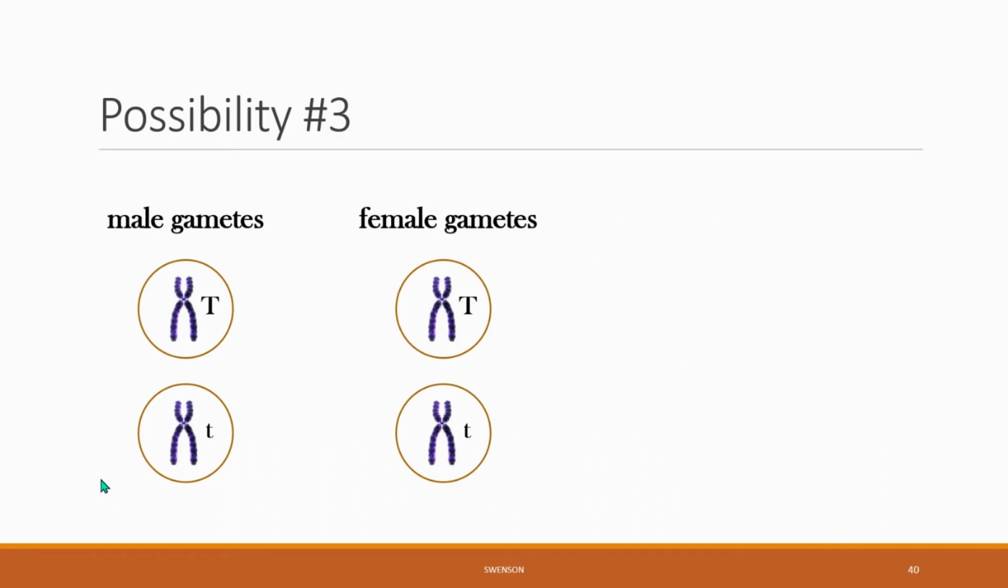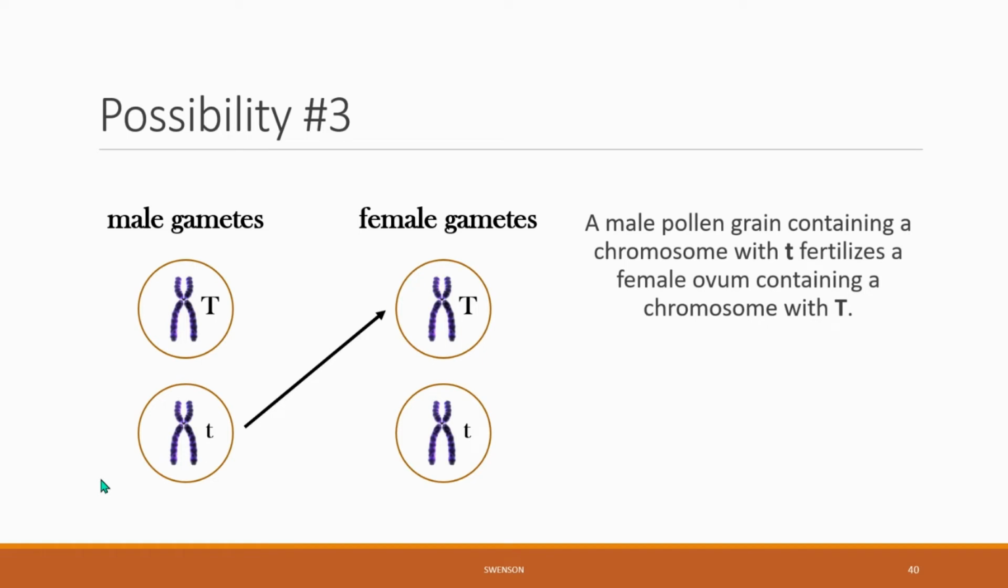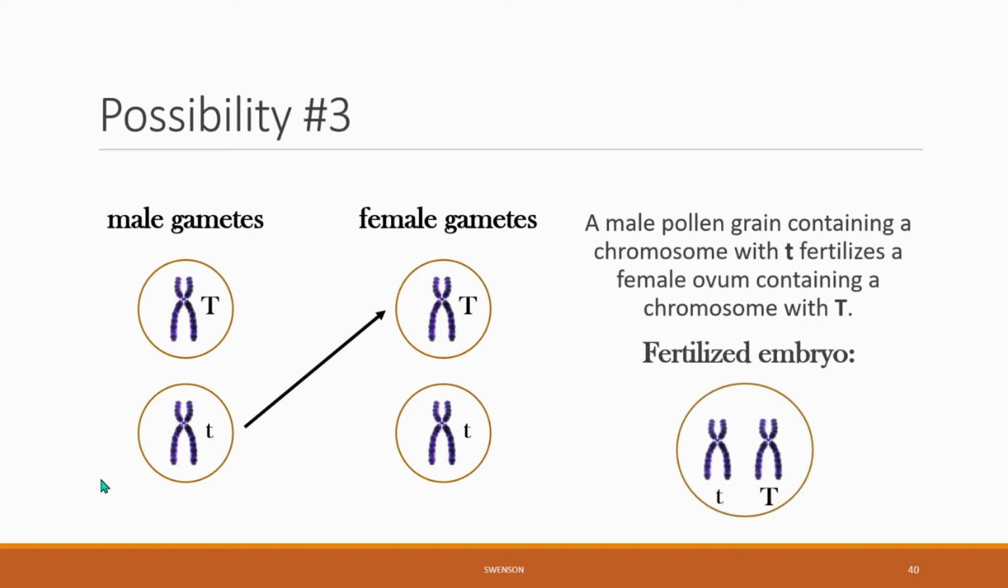Scenario 3 is that a wrinkled allele from the male joins a round allele from the female. The resulting fertilized embryo is now lowercase t and a capital T. The phenotype of this plant will also have round seeds. We can see we're getting a lot of round seeds here.